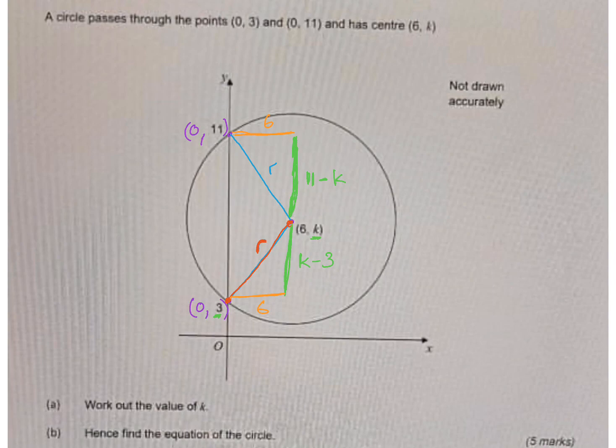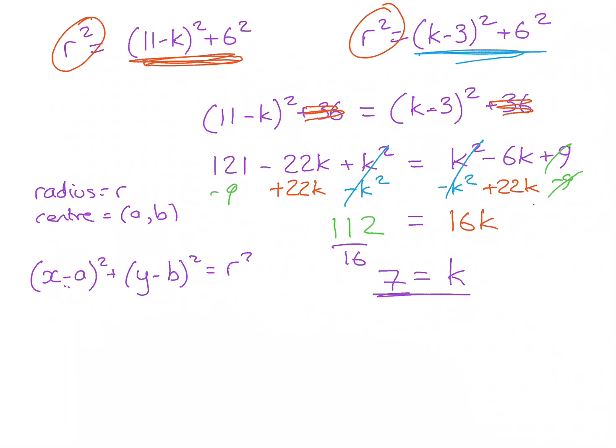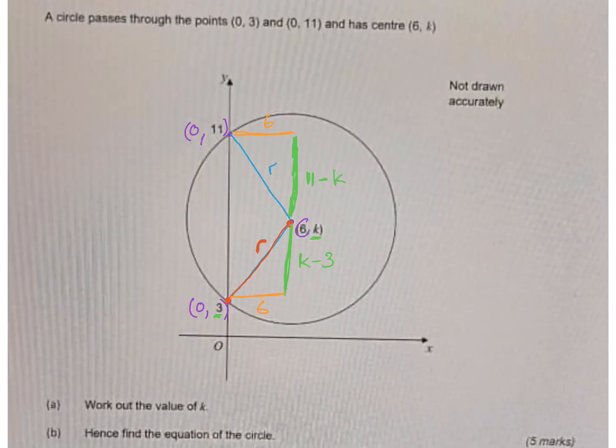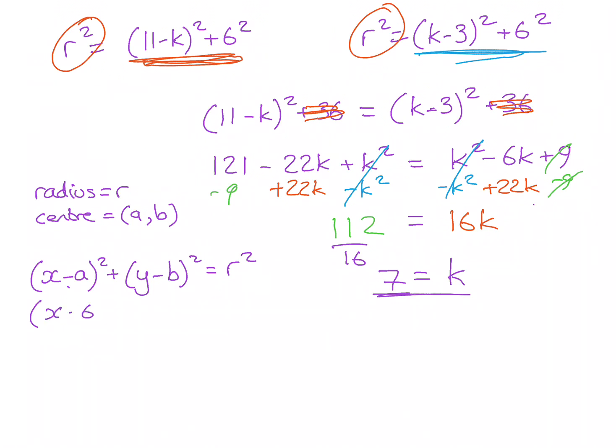For part B, hence find the equation of the circle. The equation of a circle is in the form (x minus a) all squared plus (y minus b) all squared equals r squared, when you've got a radius of length r and a center with coordinates (a, b). So whatever signs you have inside the brackets will always be the opposite of the actual center itself. We've got our a and our b, because a is 6 and k is b, which is 7. So 6 and 7 are going to be these values here. This is x minus 6 and y minus 7, but we need to figure out what r is.